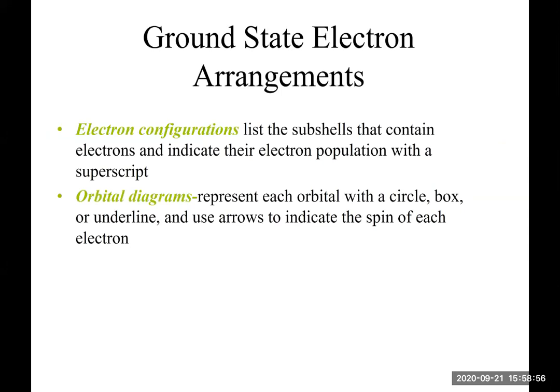We can write electron configurations which list shells and subshells that contain electrons to indicate their electron population. And we can also draw orbital diagrams that represent orbitals that electrons are residing in with a circle, a box, or an underline. And we use arrows to indicate the electrons. And we also use arrows to indicate the direction of the electron's spin.